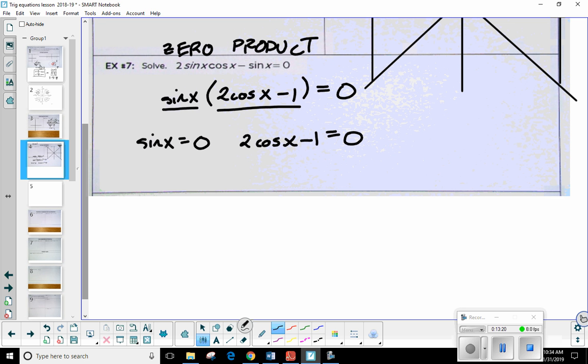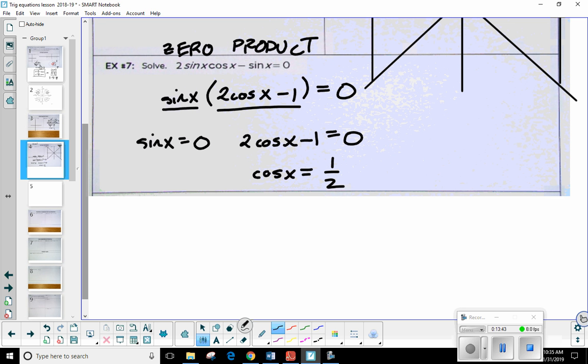Anybody remember that one? Okay. You probably saw it first time when you were dealing with quadratics, when you had the two group factors. Now, sine of x equals 0, we can go ahead and solve that one, and then 2 cosine of x minus 1. Well, that would just be cosine of x equals what? 1/2. Okay. Does that look familiar?